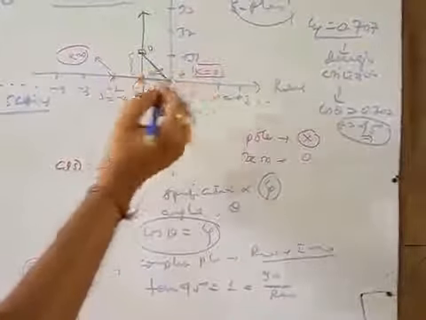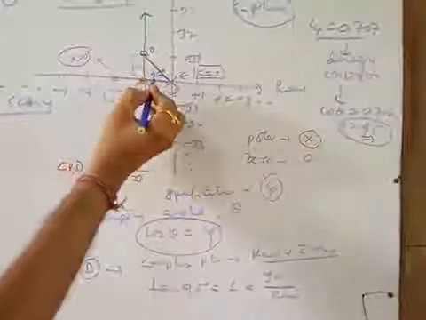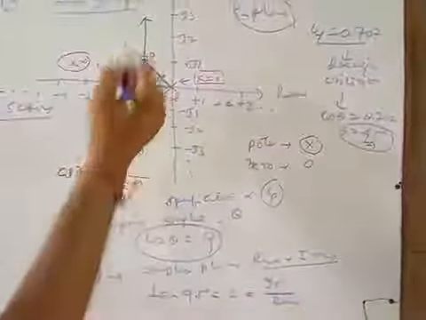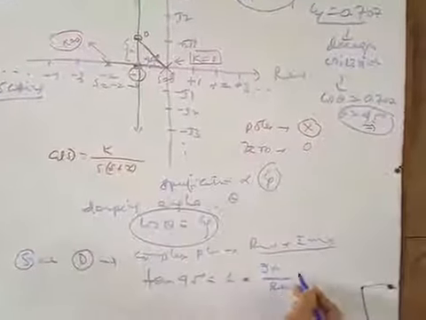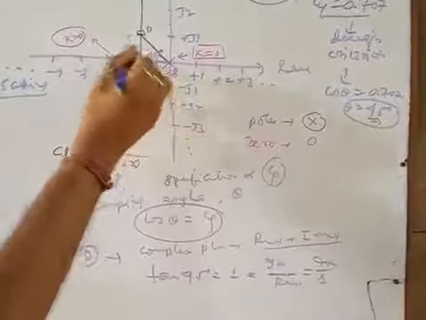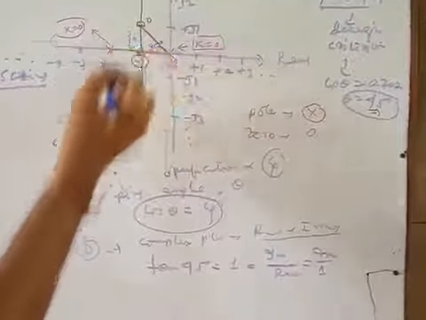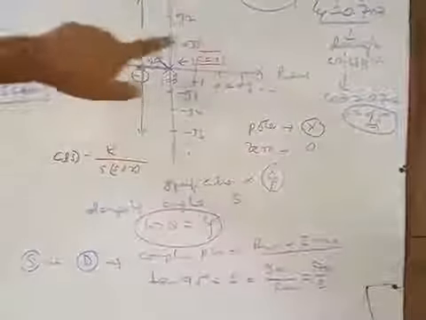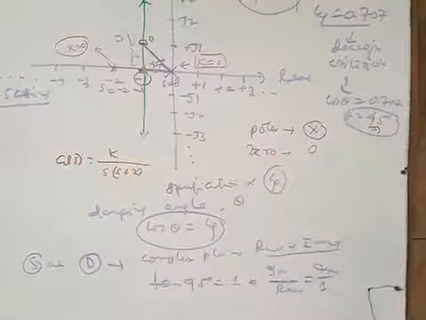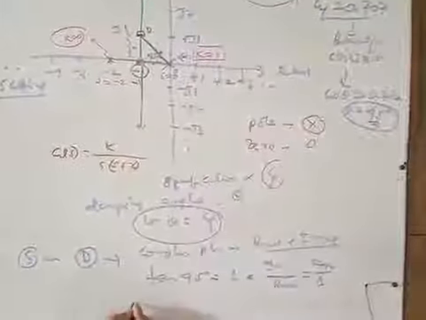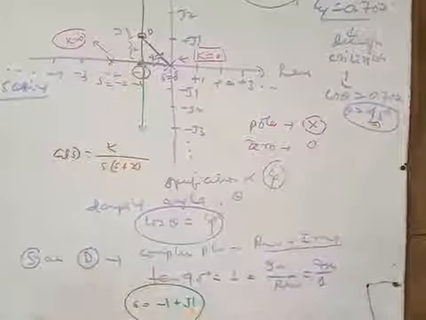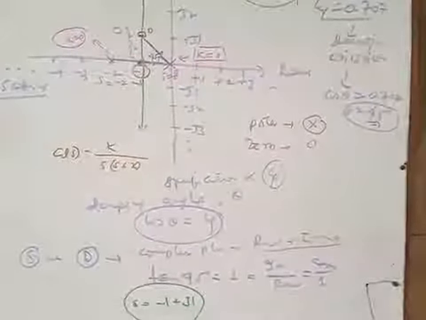This is a right angle triangle, and this 45 degrees means this by this. This is your imaginary part. The real part is 1, so the imaginary part must be 1. This is imaginary by 1, and the magnitude is 1, so you get this value as 1. So basically, what is the location? This is j1. So at these positions, what is the value of the closed loop poles? S is equal to -1 plus j1.